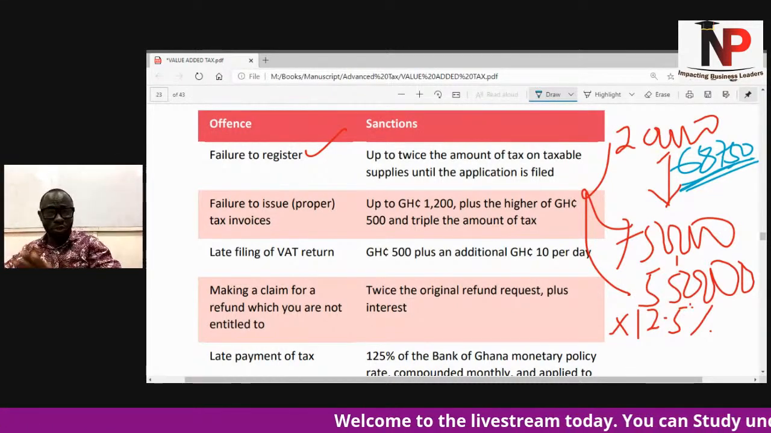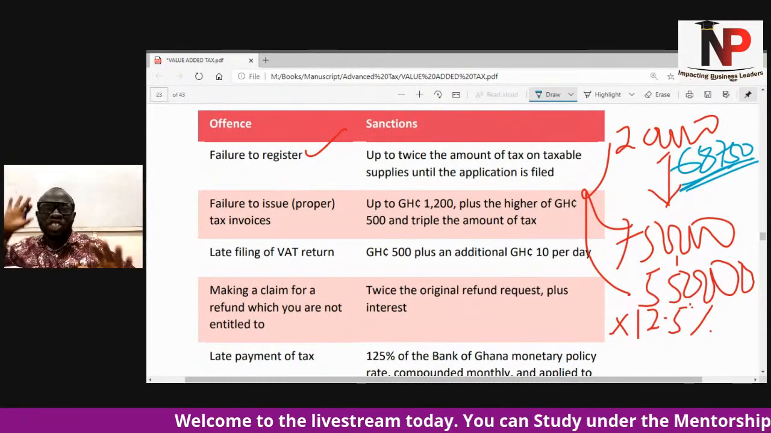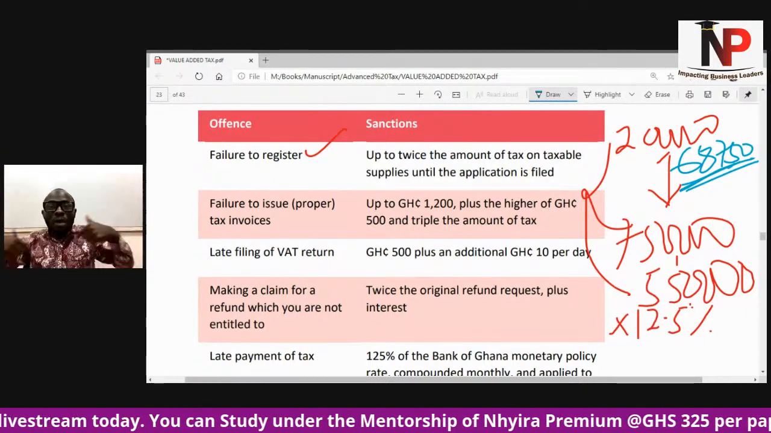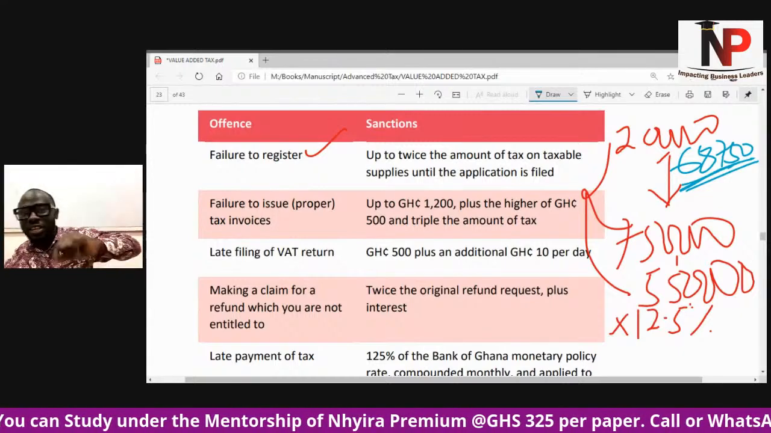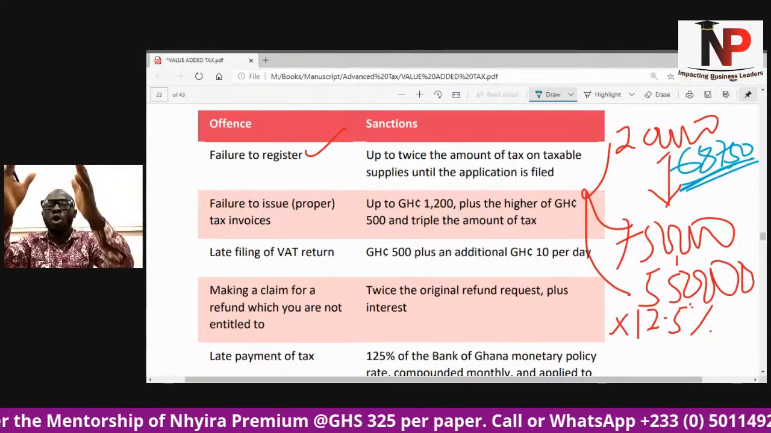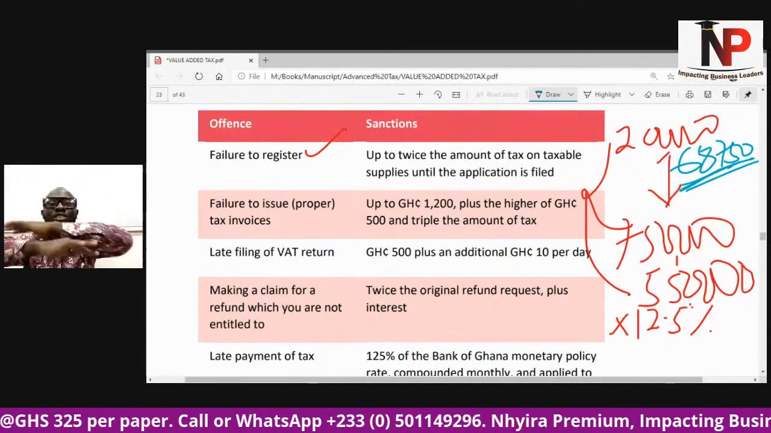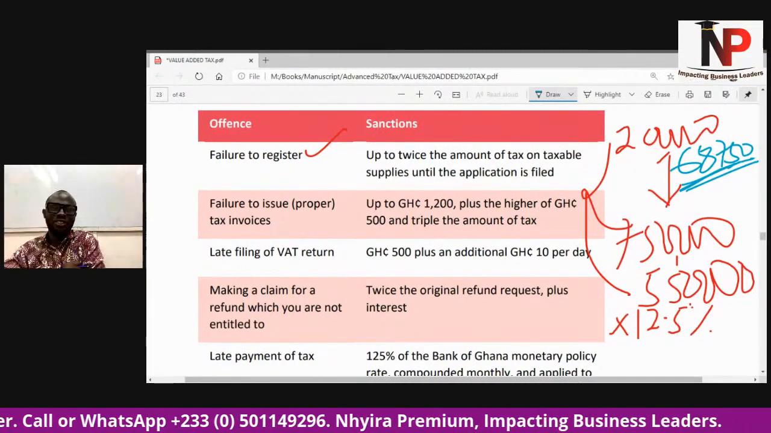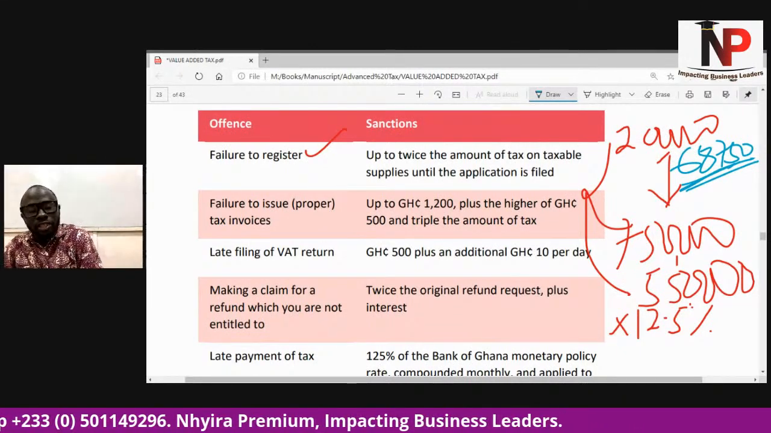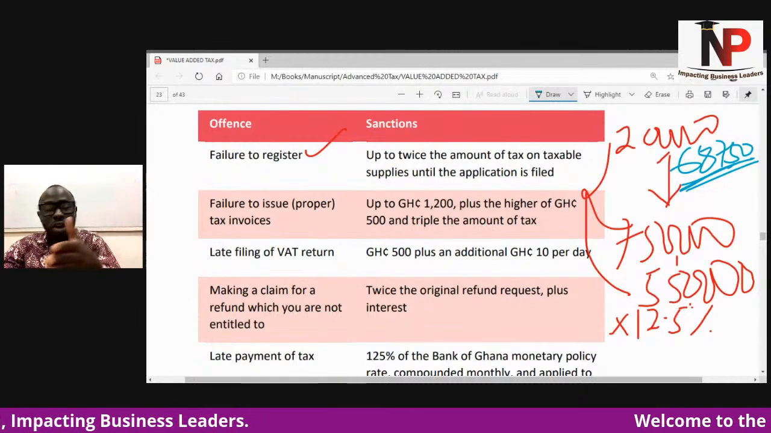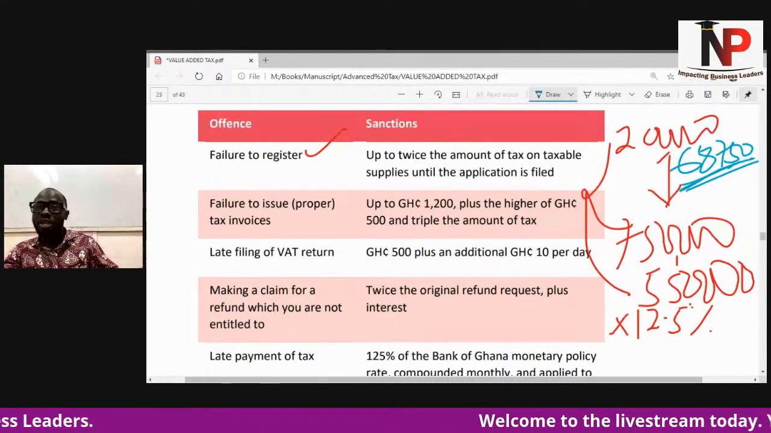But look at the thing here. You've sold these goods and you did not charge the VAT when you were selling it to the people. So it means right now, this 137,500 is your sole responsibility. You are the one who is going to be carrying that solely. That is the sanction here. So, and it's quite scary. You get it? If your business is really huge and you're going to be paying such fines, it's quite scary.